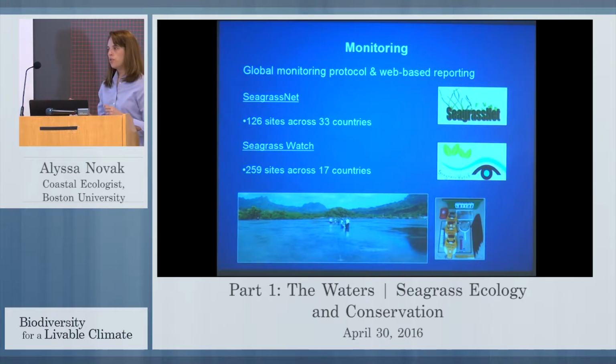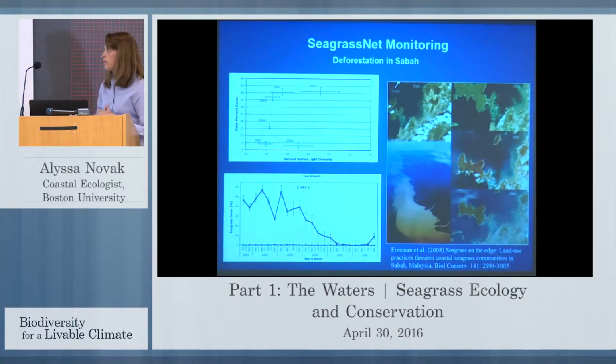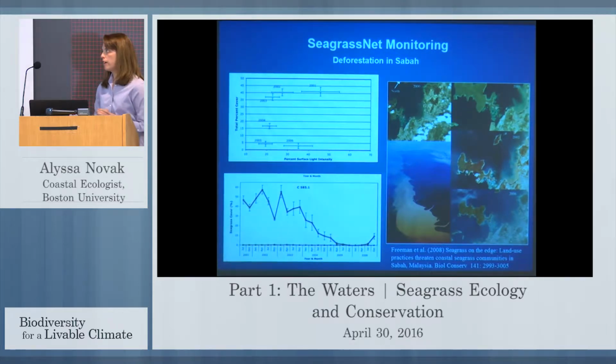And in each one of those quadrats, we collect information on seagrass parameters, such as percent cover. We look at shoot density. We also look at species composition. We look for signs of disease, and we also look for signs of grazing. In addition to collecting seagrass parameters, we also set out sensors to look at environmental conditions. So Seagrass Net has been very effective in documenting changes as well as identifying causes.